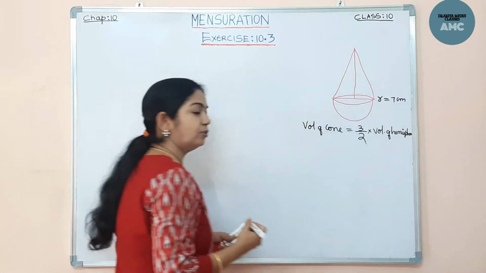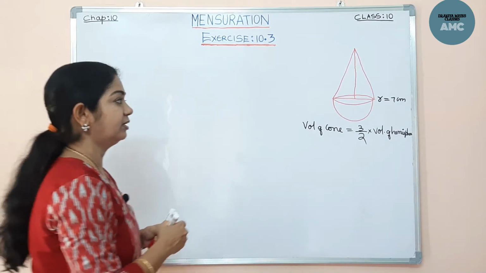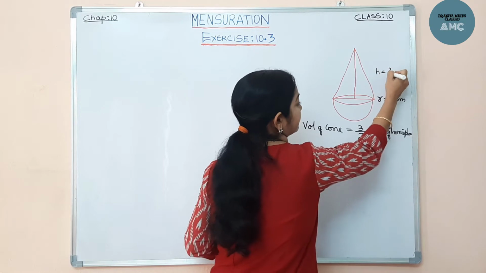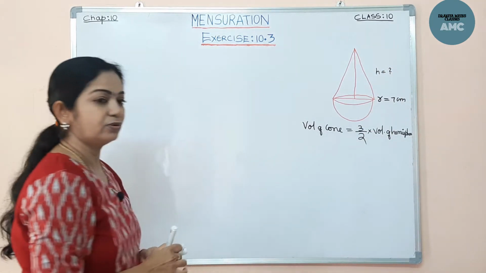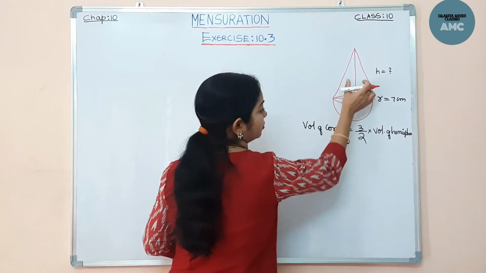Okay, no other dimensions are given. From this we have to find the other, and we should find the height here, the height of the cone. Okay, let's do it. Now what is the volume formula? Volume of a cone.